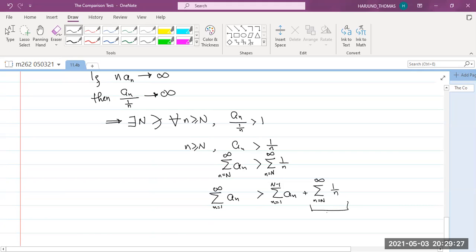But this is already divergent. By comparison test, this will be divergent. Okay, now I don't want to go too far into this proofing thing, but you better tell me now if there's any other question you want me to do from this 11.4 before I go to the next section.